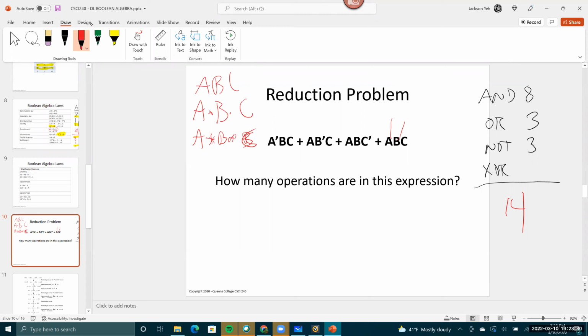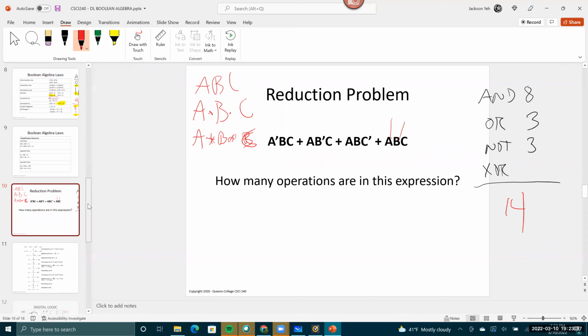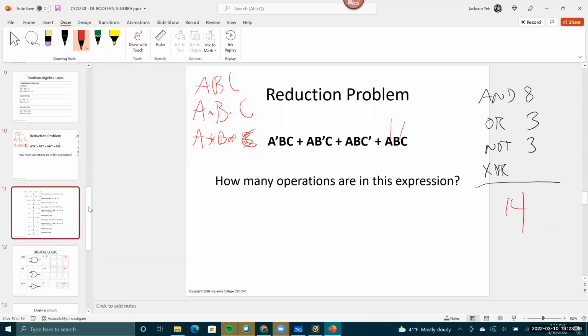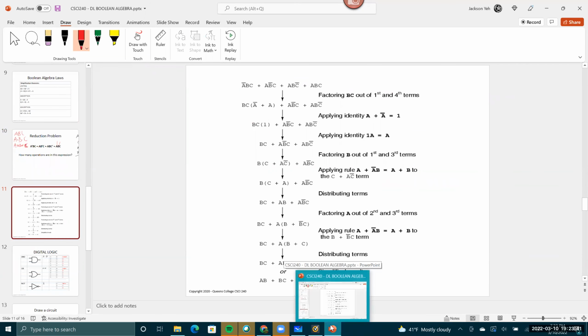But the question is, can this be reduced? Can we get the same result without performing as many operations? And the answer is yes, we can. So how do we do it? Let's start with the expression at the top. Using the algebra laws from a few minutes ago, we start with the distributive law, where we factor out BC. That's what we're doing here.